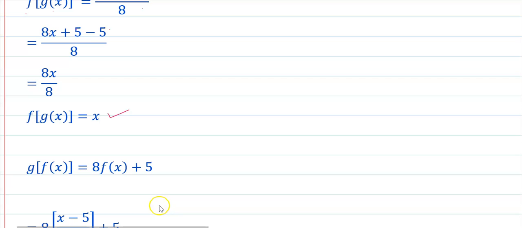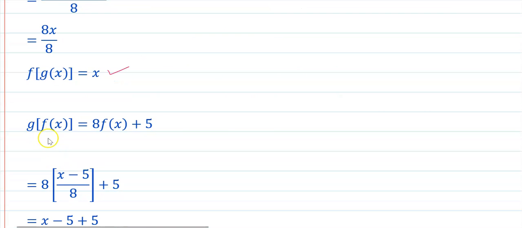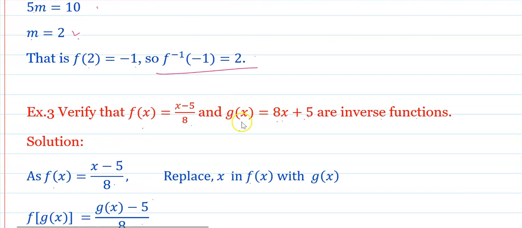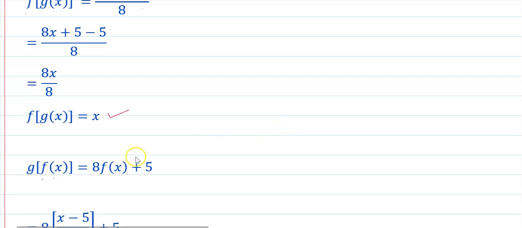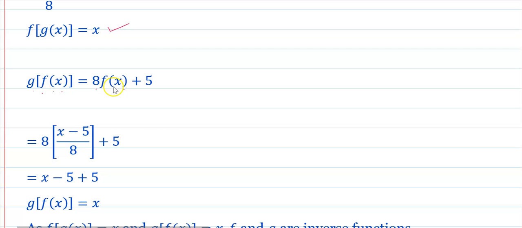Okay. Now next, g of f of x. Here again we want to show that g of f of x is also x. g of f of x is equal to... but what is g of x? g of x means whatever is here, multiplied with 8, plus 5. Similarly, g of f of x means 8 into f of x plus 5. But what is f of x? f of x means (x minus 5) upon 8. So 8 into f of x, substitute the value of f of x: 8 into (x minus 5) upon 8, plus 5.